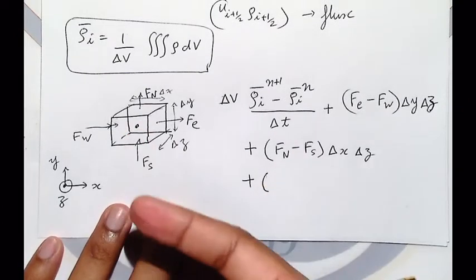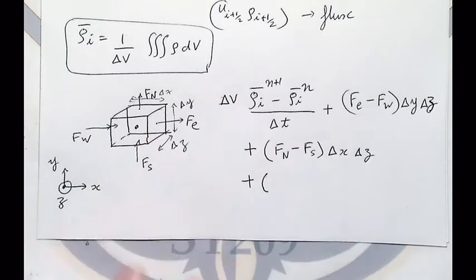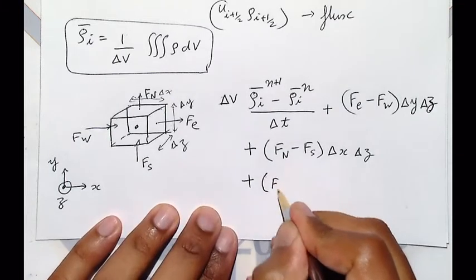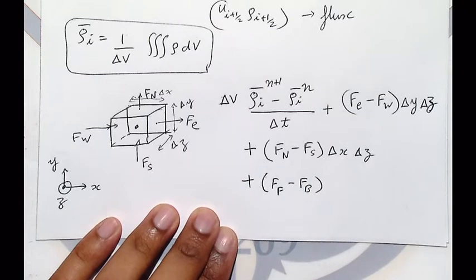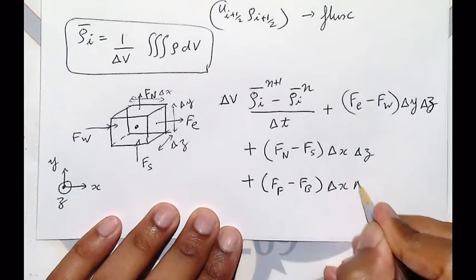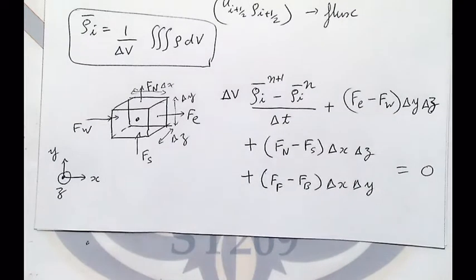Alright, so delta x times delta z plus, so there's the last two faces that remain, let's say forward and backward. Flux forward minus flux backward. What then? Yeah, delta x, delta y, right? Equal 0. Okay, and that's it. That's the finite volume discretization of conservation of mass.